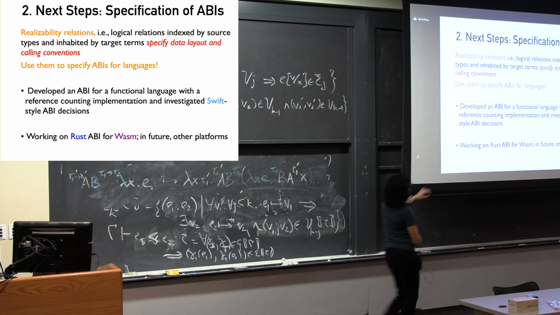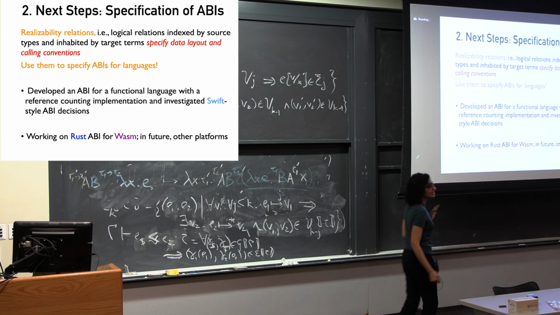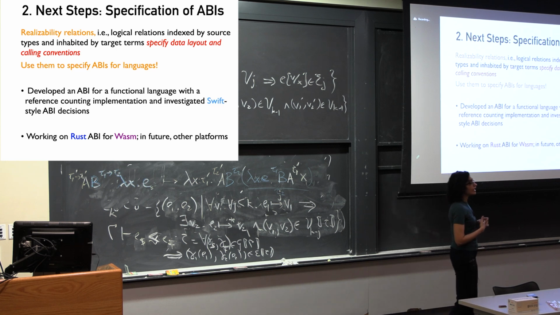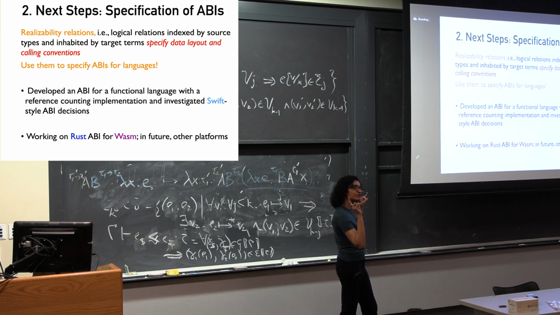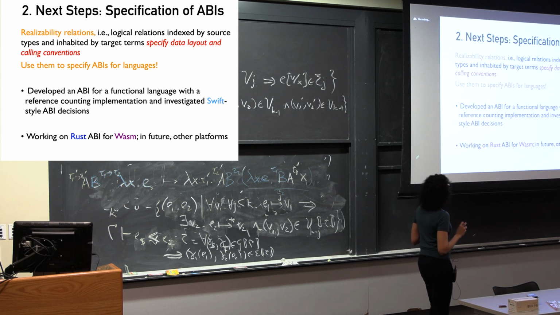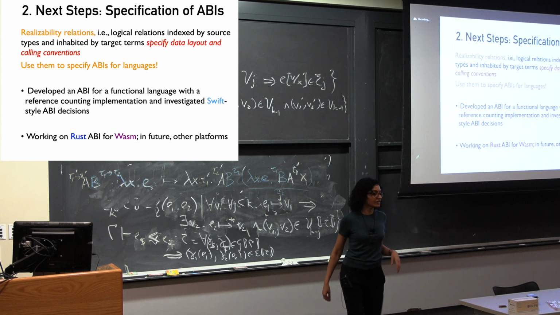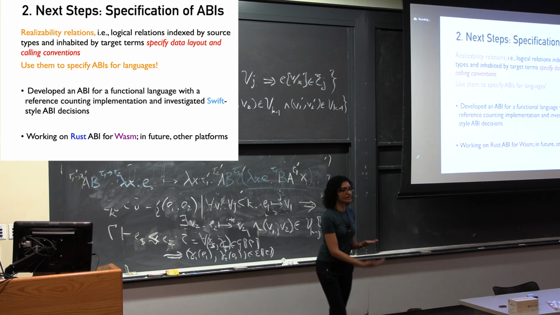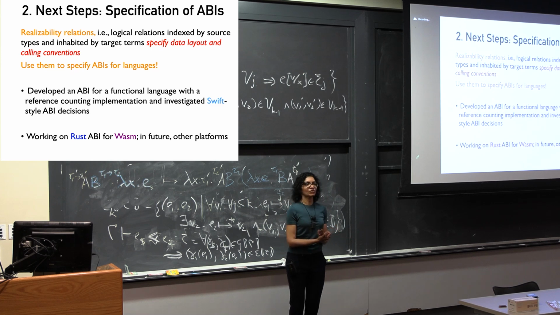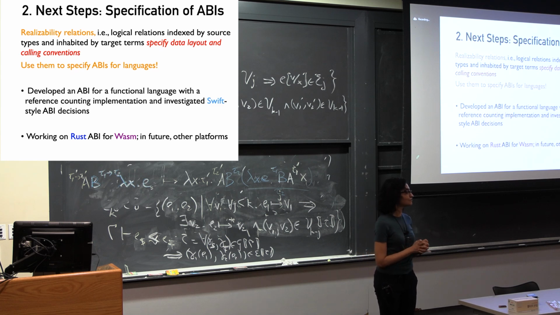To illustrate the idea that these realizability relations are useful for specifying ABIs, we've done a case study with a functional language with a reference counting implementation, very much inspired by Swift. Swift is very cool when it comes to thinking about the philosophy of evolvable ABIs, so we tried to examine some of those decisions. What we want to work on next, and have started on, is a Rust ABI, but just to the WebAssembly platform for now. Ultimately, you want to go to lower levels, but one step at a time. Going too low level is a lot of subtlety and technical detail.